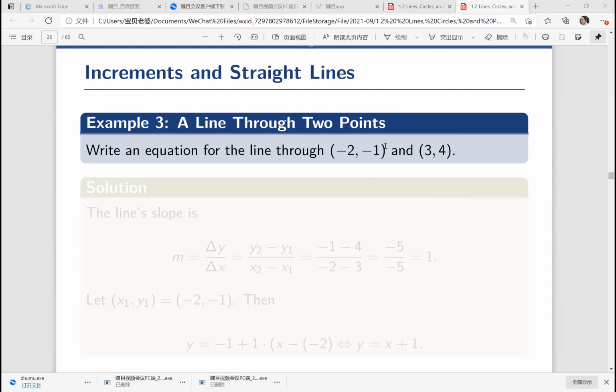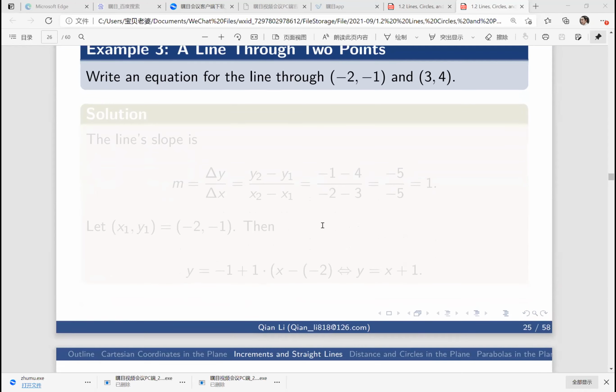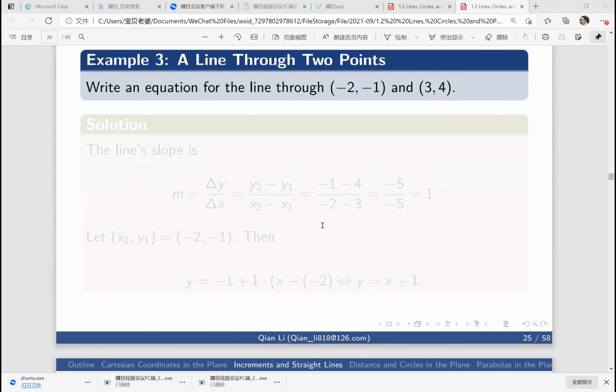As we studied, the equation of the line needs a slope. If we know the slope of the line, and if we know this line passes through 1 point, we can write the equation of this line, right? And now we know this line passes through 2 points. Can we write the equation of this line? First, we can compute the slope of this line, right? Let's see.